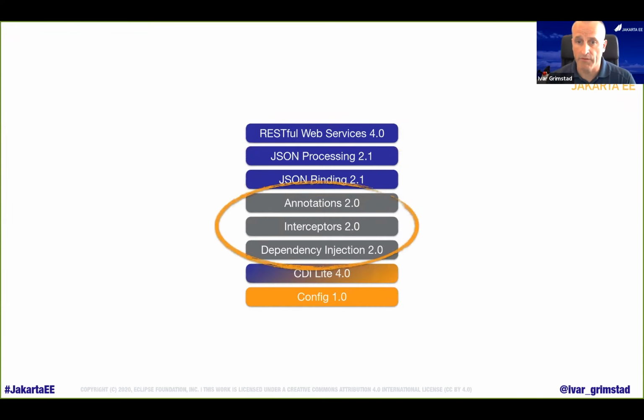The gray ones, they have not submitted any plan reviews, and they are probably that stable that they don't need to, because they are there, it works. You don't need to add much there. So we don't expect any changes to these specifications. They will be there and they can be used, and they're good as they are.